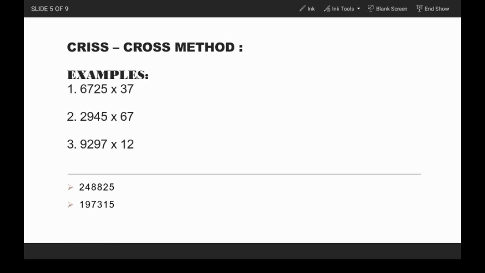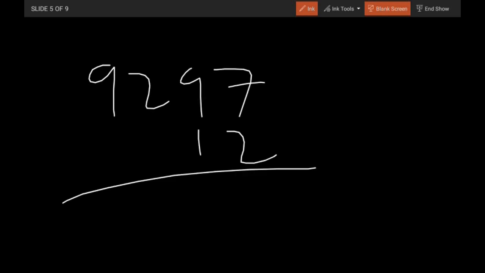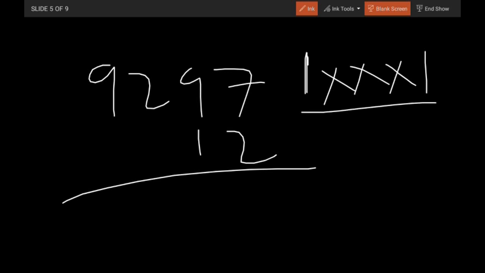So the last problem in this video lecture, we'll solve that also. I think by now you've got an idea how to solve. Okay, 9297 into 12. So the trick is straight, cross, cross, cross, till the last number we have to do cross, and when we come to the last two numbers we are going to do straight again. The first one is always straight and the last one is always straight. Now in the middle we are going to do cross.